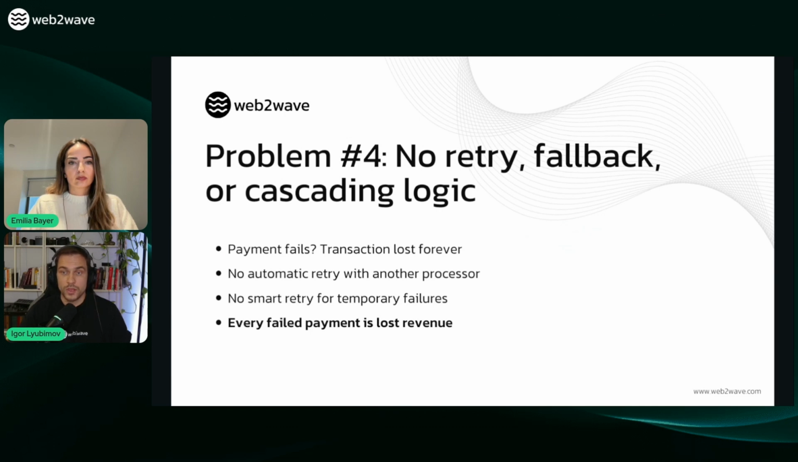Another problem is no retry fallbacks or cascading logic, meaning if for some reason a bank declines a user's transaction, there is no way to try another payment system. It happens a lot, especially with new businesses. With Stripe, you don't have any instruments to overcome this issue, but payment orchestration in Primer helps with this problem.